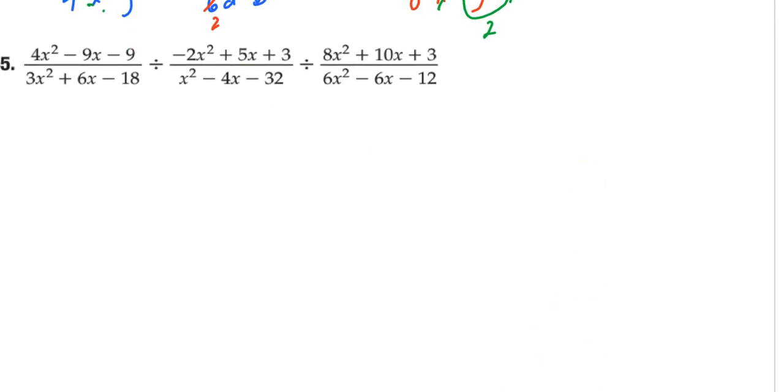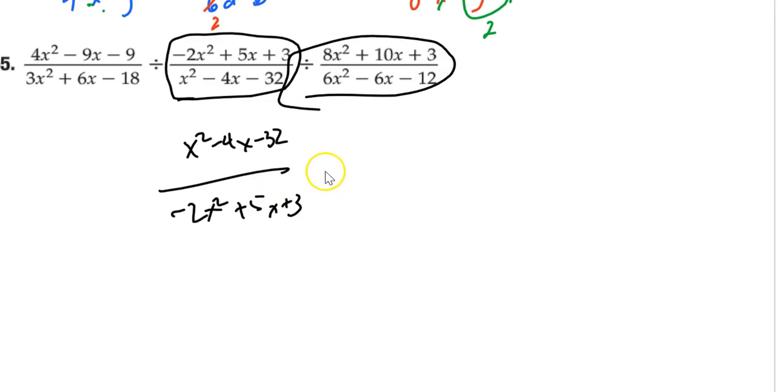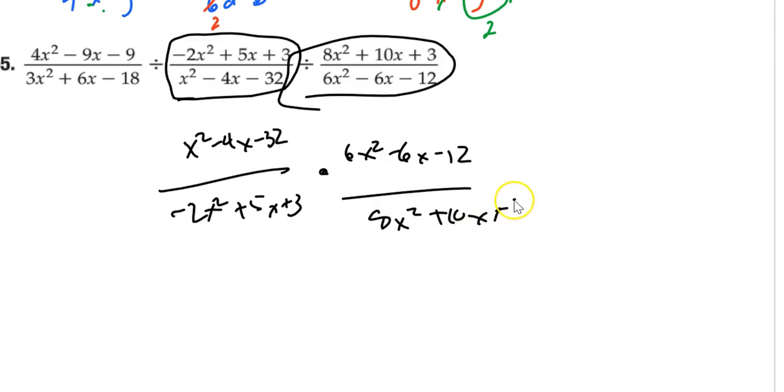This one right here, I'm gonna spare you because it'll take me probably 10 minutes to do this problem. But it's the exact same idea, right? You see this divide sign? You're going to flip this. This is going to be x squared minus 4x minus 32. That's going to be negative 2x squared plus 5x plus 3 in the bottom. Same thing here. It's a divide, so you flip it. And then over here, that's the only one that stays the way it is.